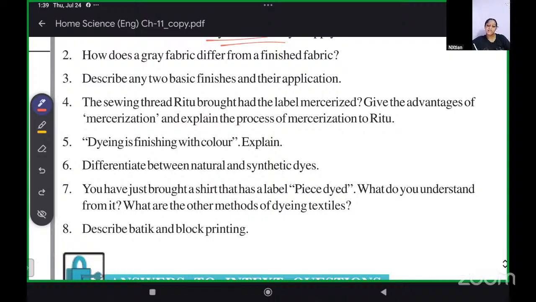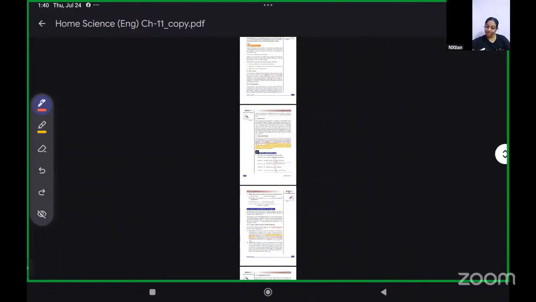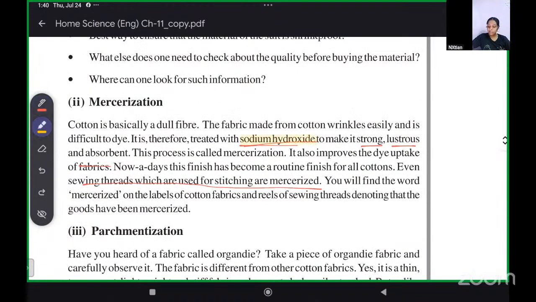Now, the sewing thread Ritu brought had the label mercerized. Give the advantage of mercerization and explain the process of mercerization to Ritu. Now, what is mercerization? It was when there was some chemical added to the fabric. I think it was sodium hydroxide. Let's just check. Yes, sodium hydroxide. Sodium hydroxide to make it strong, lustrous, and absorbent. Okay, it is treated with sodium hydroxide.